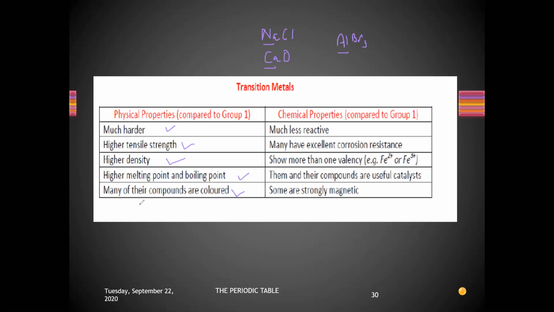But if it's a transition element, their compounds are colored. You already learned, for example, copper sulfate. What is the color of copper sulfate? It is blue in color. If you have cobalt chloride, then it is pink in color.